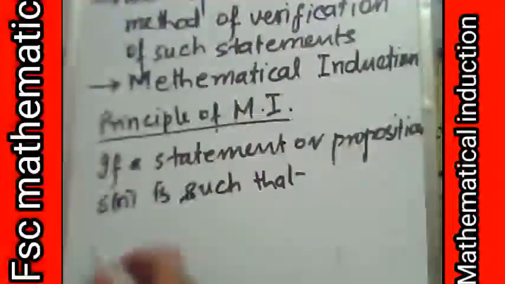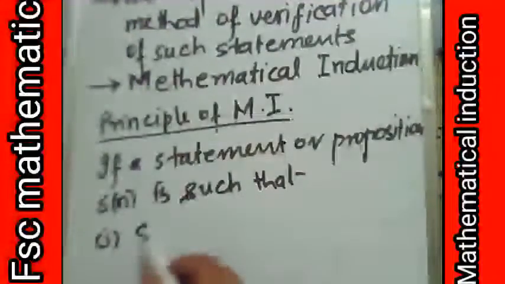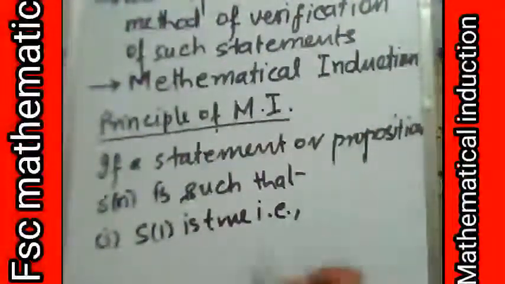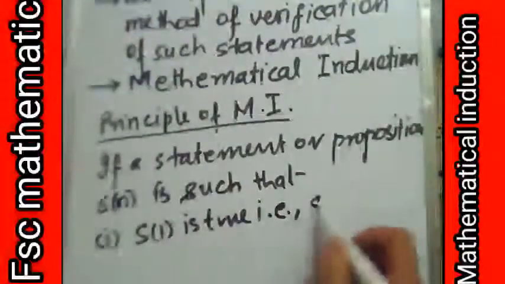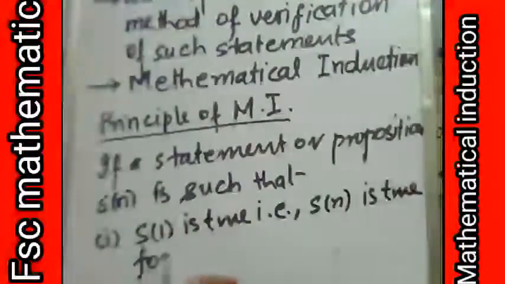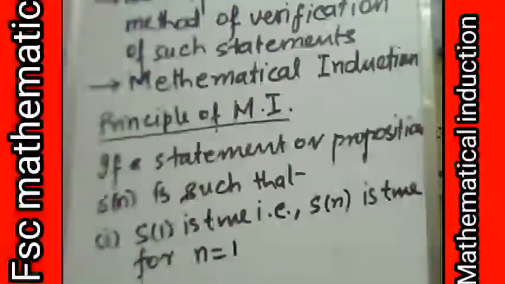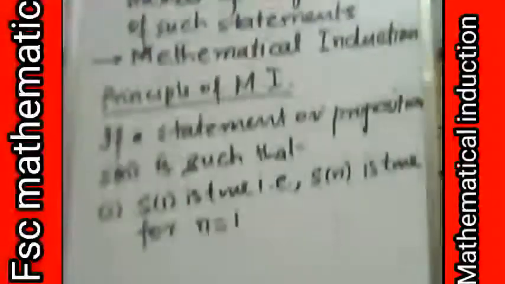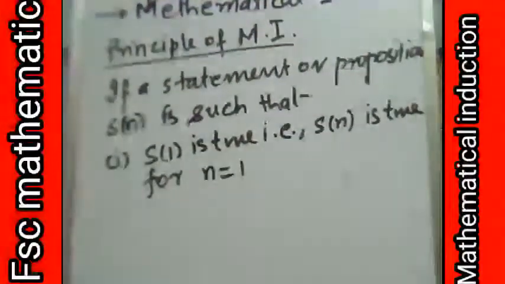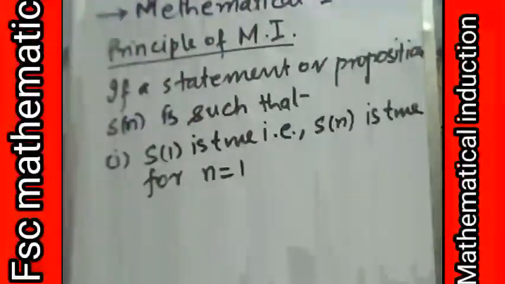Number one, S of 1 is true. That is, we elaborate it. When we substitute n is equal to 1, the statement is true. When we substitute n equal to 1, we find an obvious result, like 2 is equal to 2. You cannot say 2 is equal to 2 is a false statement. You will always say that it is a true statement.